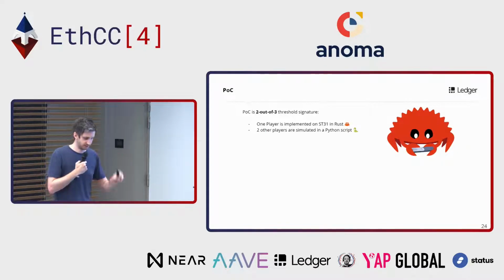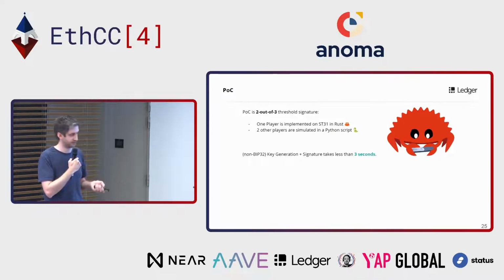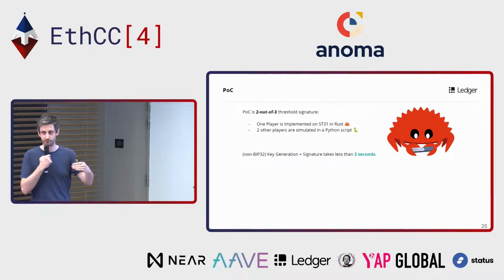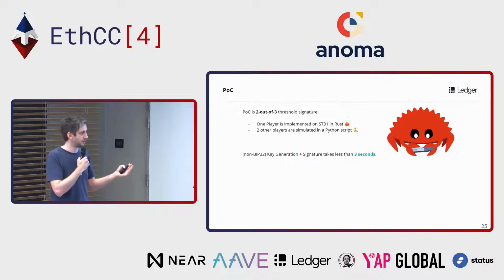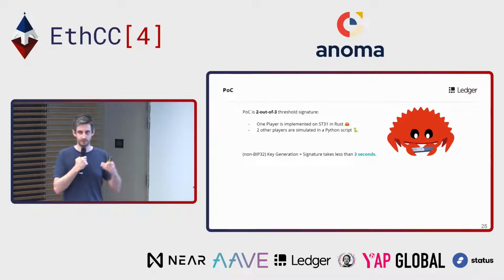What was implemented is the ST31 as one player in Rust, discussing with just a Python script that simulates the two other players. And the whole thing takes less than 3 seconds. And that's a hard upper bound, in contrast to the other schemes where it was at least, in a very optimistic way, 21 seconds. We won't be spending more than 3 seconds for sure on signing.